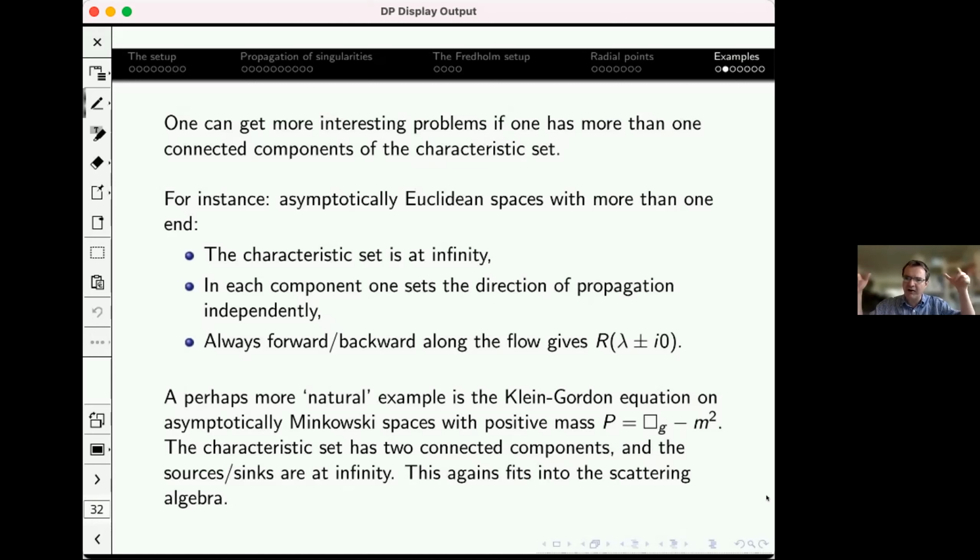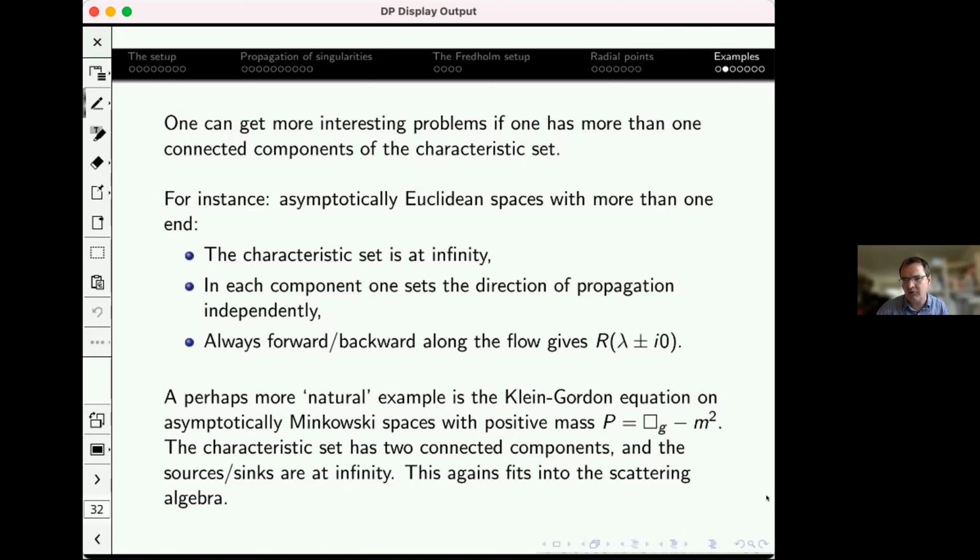Now, there are two ends, so there's a characteristic set for this problem at infinity, as you already saw from the Fourier transform picture. Now there are two components corresponding to the two ends, and in each end I can decide which direction I want to propagate my estimate. Of course, I can do the reasonable things, go always forward or always backwards. Those give you exactly the usual limiting absorption principle resolvents. Or you can try to go the opposite way on the two sides, forward on one side, backward on the other side. Why not? You don't necessarily get invertibility, but you get the Fredholm statement. It's a very unnatural Fredholm problem, one might say.